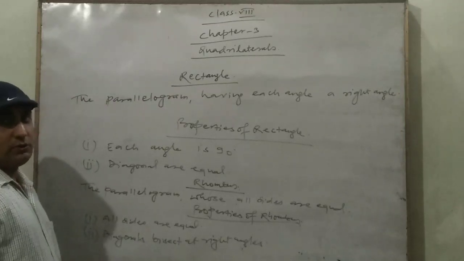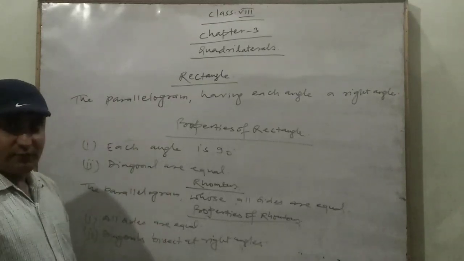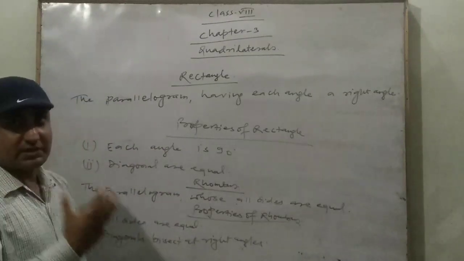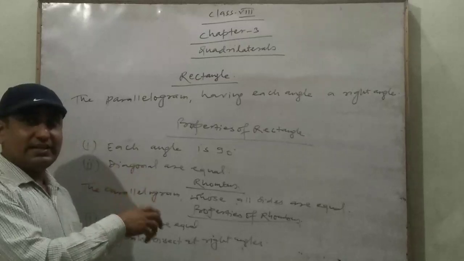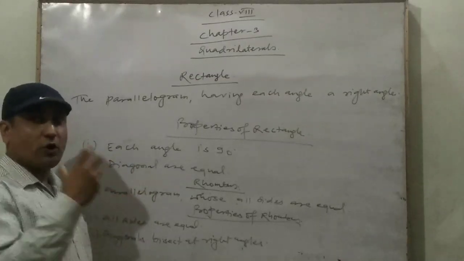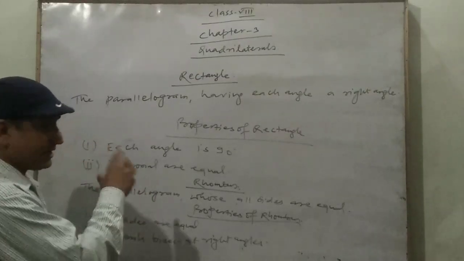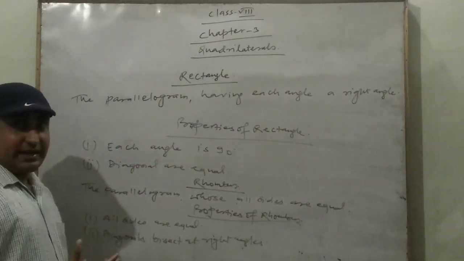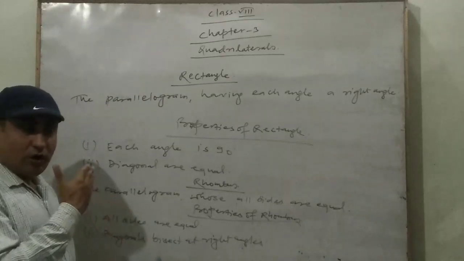So it follows all the properties of parallelogram. We have already studied the properties of parallelogram. So rectangle is a kind of parallelogram and it follows all the properties of parallelogram. It has an additional property that all its angles are of 90 degrees.